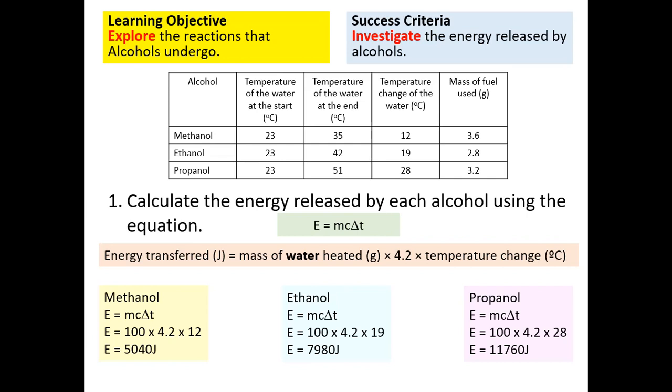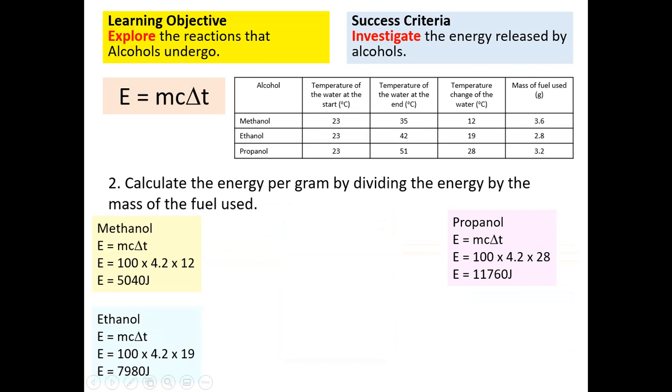Now, like I said, we can't say which one's the best because they've all used a different mass of fuel. So the next question was to calculate the energy per gram. So I've got the same equations there, the answers to the last question, because you will need to use that. As we can see, for methanol, the mass of the fuel used was 3.6. We can see that in the table. So if we do 5,040 divided by 3.6, energy per gram, 1,400 joules per kilogram. Oh, sorry, joules per gram, my bad, that is a typo there.